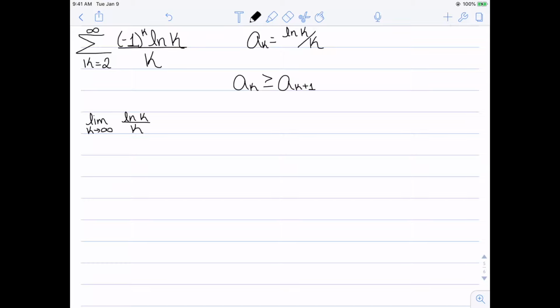So now I need to consider the limit as k goes to infinity of ln of k over k. And we do need L'Hopital's rule for this. This is infinity over infinity. So L'Hopital's rule says I should be able to take the derivative of the top over the derivative of the bottom. The derivative of ln of k is 1 over k, and the derivative of k is 1. So now this is the limit as k goes to infinity of 1 over k, which is equal to 0, which is exactly what we wanted. Therefore, this series will converge.